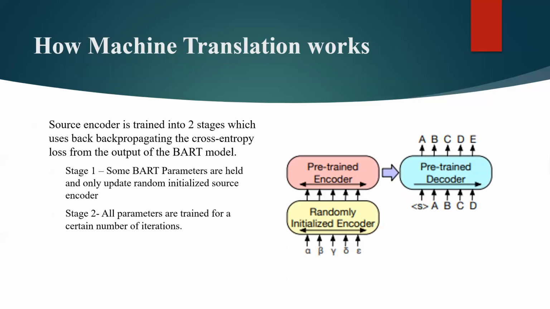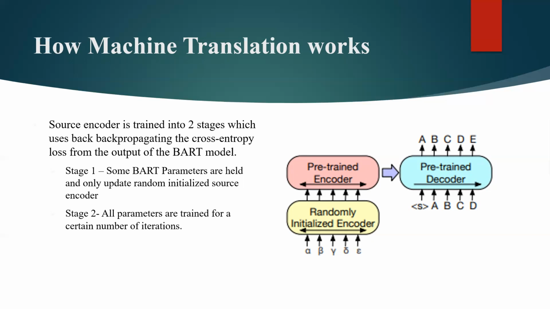How does machine translation work? Let's look into that. The source encoder is trained in two stages, which use backpropagating the cross entropy loss from the output of the BART model. Stage 1, most BART parameters are frozen and only the randomly initialized source encoder is updated. Stage 2, all parameters are trained for a certain number of iterations.